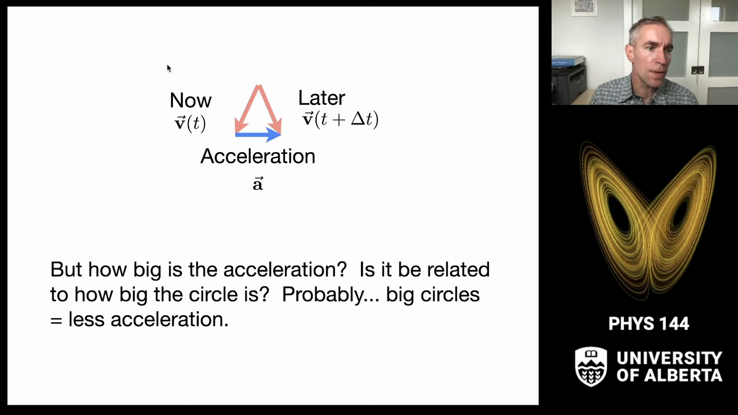Now, if we look at the now and the later, and we take later minus now, that acceleration vector points towards the center of the circle, and we need to figure out how big it is. That v squared over r is reasonable. It should be related to how big the circle is. If I'm going around a smaller circle, I need to change my velocity vector more, so I need something that gets bigger as the radius gets smaller. And if the velocity vector is bigger, it needs more of a change. So v squared over r is a reasonable scaling.